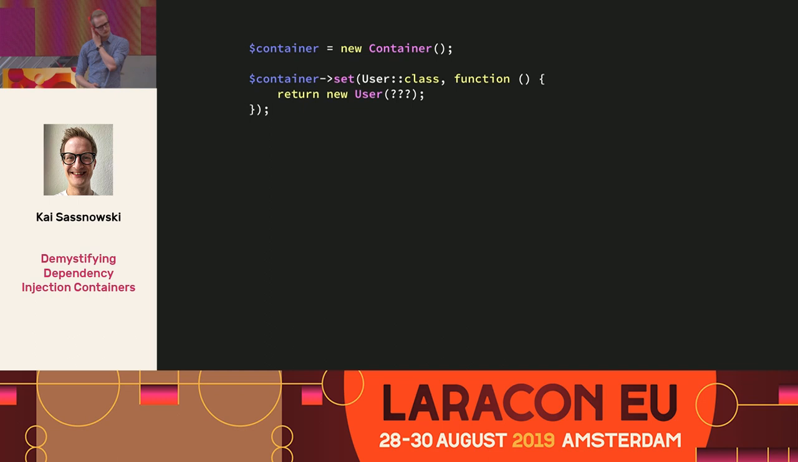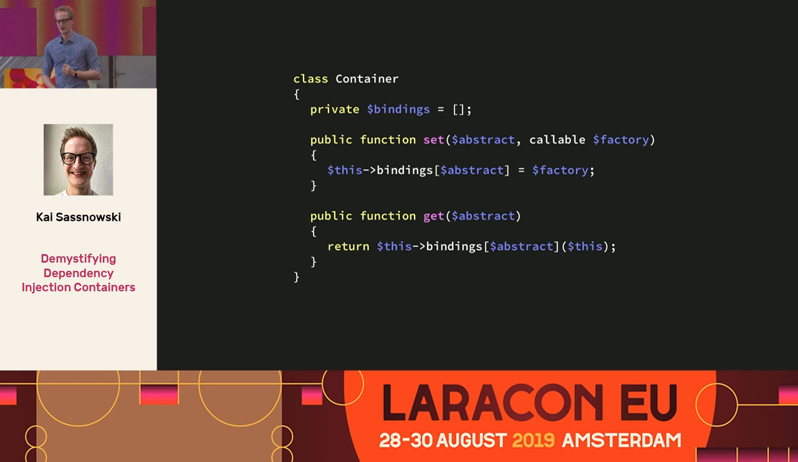Let's look at the implementation of our container again. I mentioned earlier, this is where the magic happens. This is the magic bit. If we didn't have these seven characters, the open bracket, dollar this, closing bracket, we would literally have an array. This would be a shitty array wrapper. Right? This is the only seven characters that sets this class apart from an array.